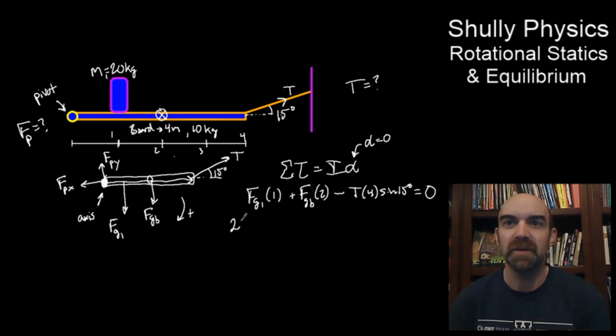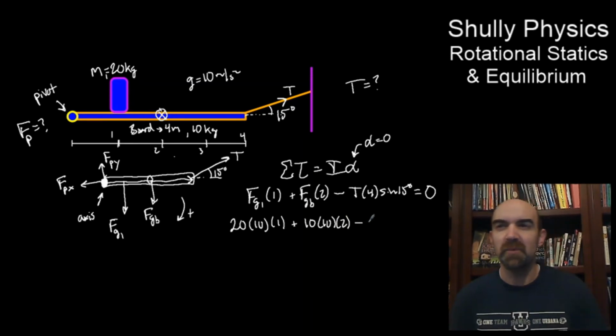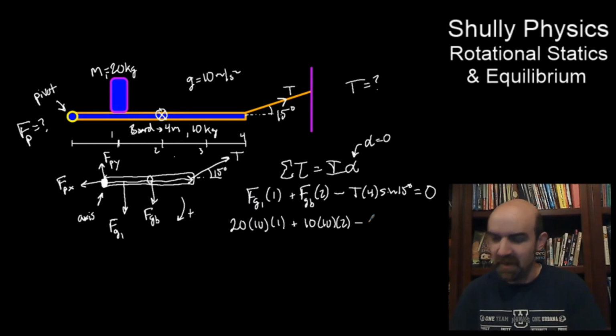The weight is 20. We're going to use a g of 10 again. Always indicate that if you're going to use 10. And the weight of the board is from a 10 kilogram mass. So 10 times 10. And its torque arm is 2. Now over here we've got a 4 sine 15. I'm getting away from the easy to work with numbers here. 4 sine 15 is 1.035. I'll say 1.04.